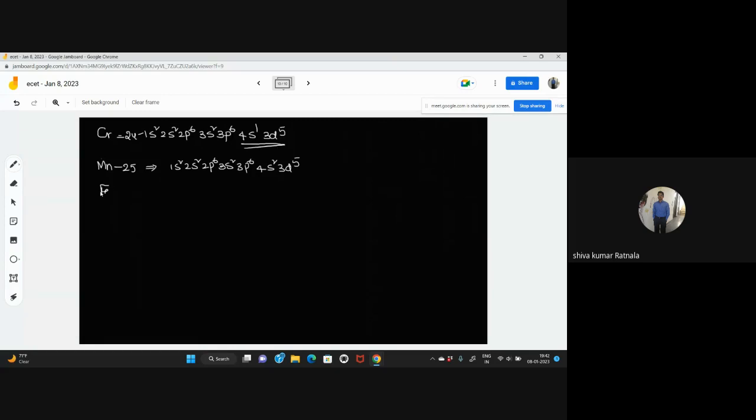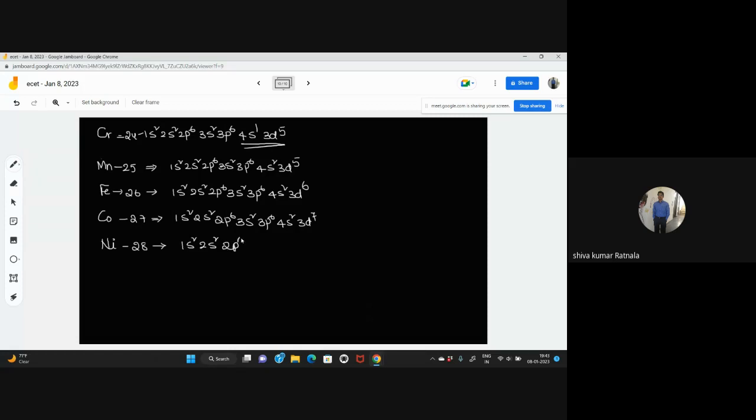Next iron 26. 1s2, 2s2, 2p6, 3s2, 3p6, 4s2, 3d6. Cobalt 27, 1s2, 2s2, 2p6, 3s2, 3p6, 4s2, 3d7. Next nickel 28. Configuration is 1s2, 2s2, 2p6, 3s2, 3p6, 4s2, 3d8.